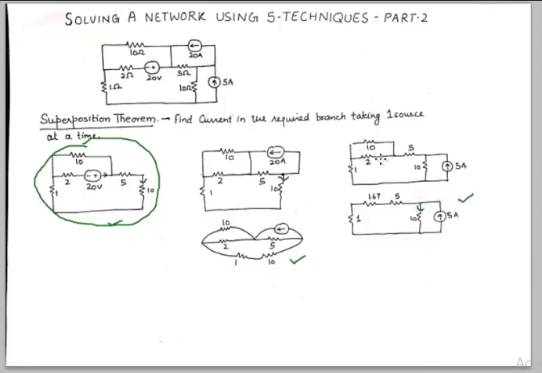And please understand, we've simplified the network by joining these 2 resistances in parallel to just one resistance, because we are concerned about this 10 ohm resistance. So we are simplifying the network to an extent where it becomes easier to calculate the current here.